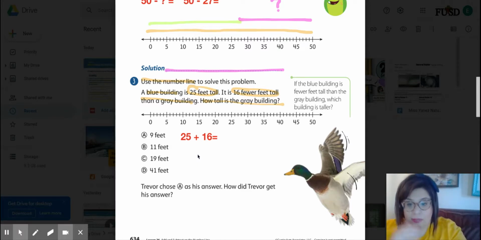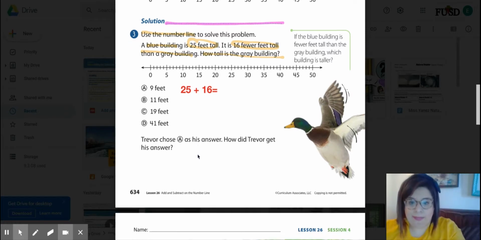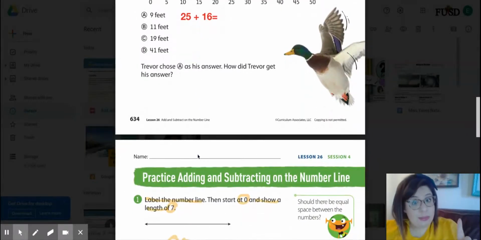Okay, here we go. And then right below it, Trevor chose A as his answer. How did he get his answer? So you think Trevor got 9 feet. How did he get 9 feet? Seems kind of low, doesn't it? So I want you to try to explain how Trevor got his answer. All right, make sure you push pause when you're working on your problem.